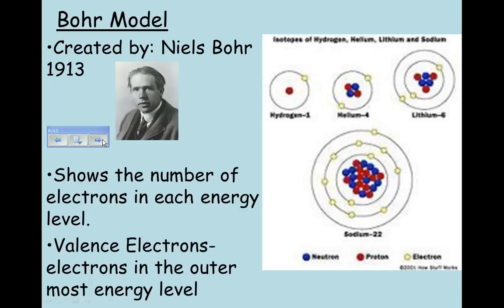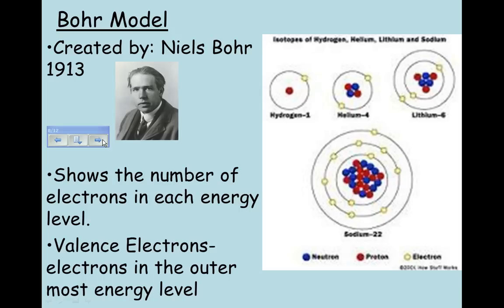So if you look at the pictures over here, hydrogen has 1 valence electron. Helium has 2. Lithium has only 1 on the outside. We're not counting all of them. You're only counting the ones in the very last energy level. And sodium has 1 because the other ones are all in the inner energy levels. And valence electrons actually play a huge part in bonding, how the atoms bond together to form other substances.